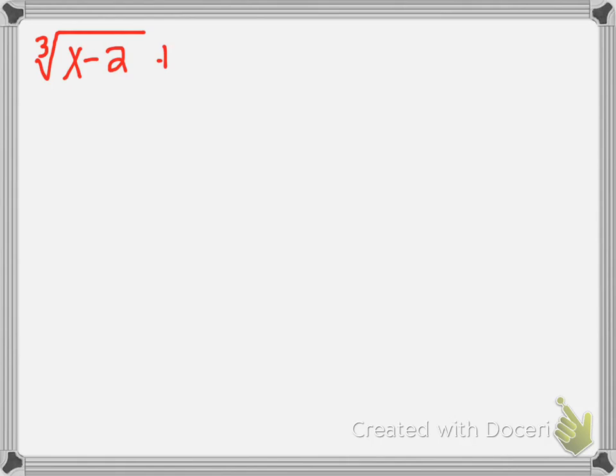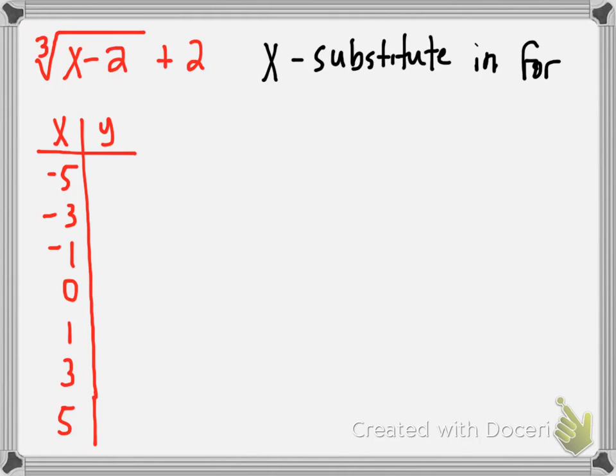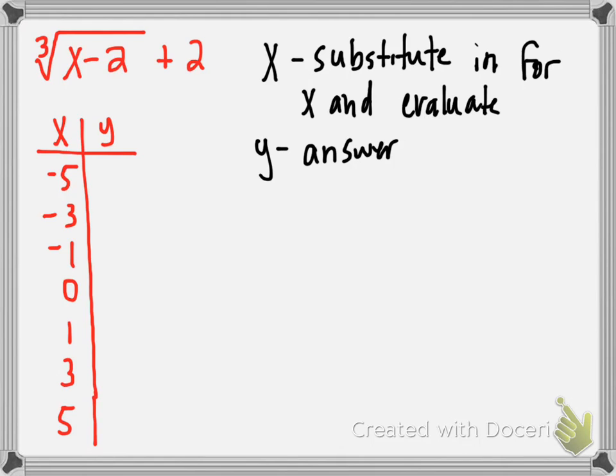Alright, so here's our function that we're given in the first problem. Once again, I'm just going to use the same ones I used earlier with -5, -3, -1, and so forth. So remember, x is what you substitute in for x in the calculator and evaluate it, okay? And then y is the answer you get once you type that in and substitute in.